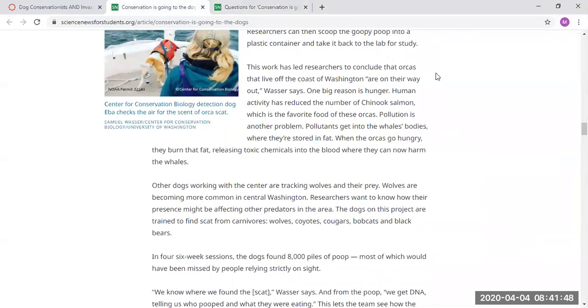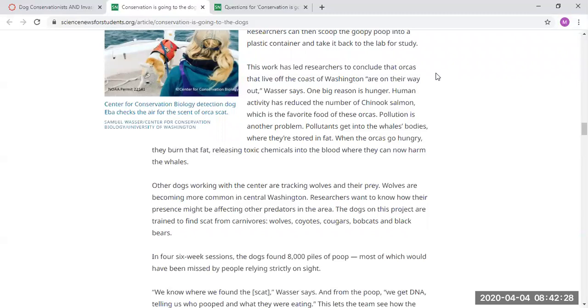This work has led researchers to conclude that orcas that live off the coast of Washington are on their way out. One big reason is hunger. Human activity has reduced the number of Chinook salmon, which is the favorite food of these orcas. Pollution is another problem. Pollutants get into the whales' bodies where they're stored in fat. When the orcas go hungry, they burn that fat, releasing toxic chemicals into the blood where they can now harm the whales. So that is related to that last question that you should answer.